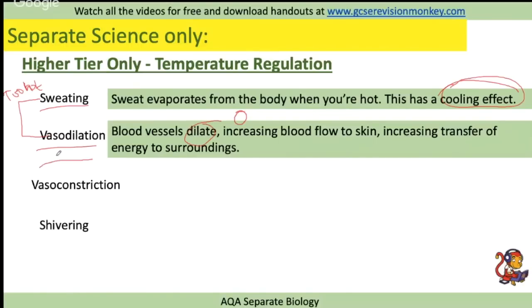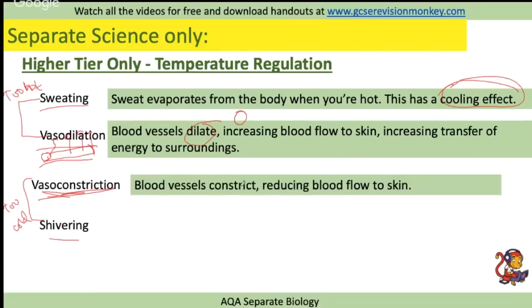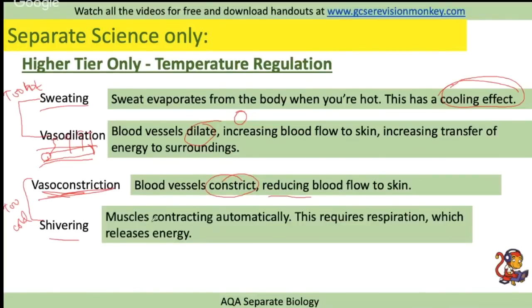So if this is your skin, you're going to be transferring more energy to the surroundings if your blood vessels have dilated and there's more blood flow. So your hands will go red and quite swollen. The opposite, if you are too cold. Vasoconstriction, you might well have done this in PE, for example, and shivering. So the blood vessels constrict, and that reduces blood flow to the skin, so you're going to reduce the energy loss to the surroundings. And with shivering, that's when your muscles contract automatically.